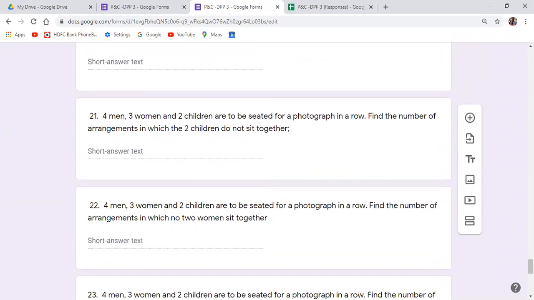4 men, 3 women, and 3 children sit in a photograph. Find the number of arrangements in which the 2 children sit together. Children sit together: 8 factorial into 2 factorial, correct?